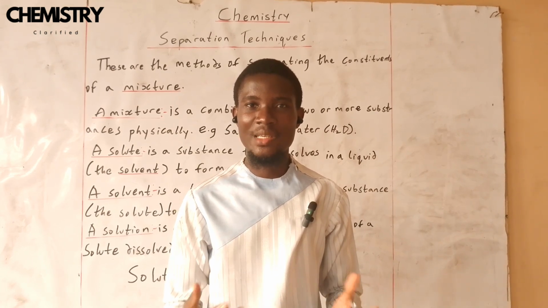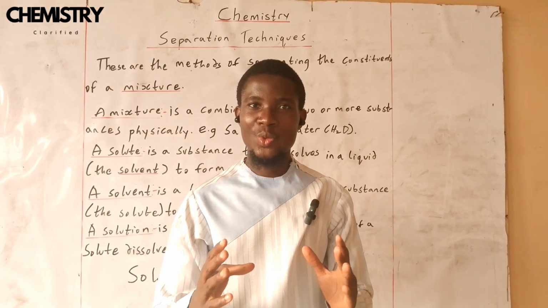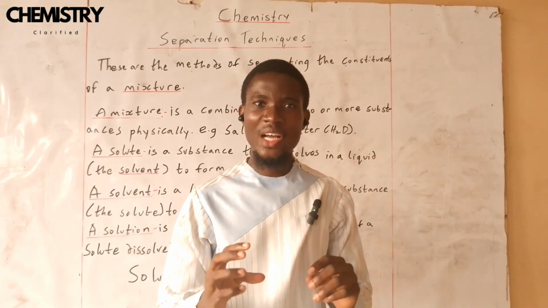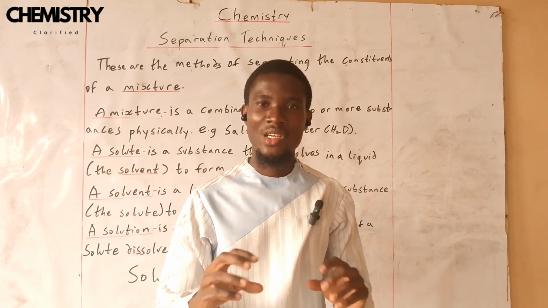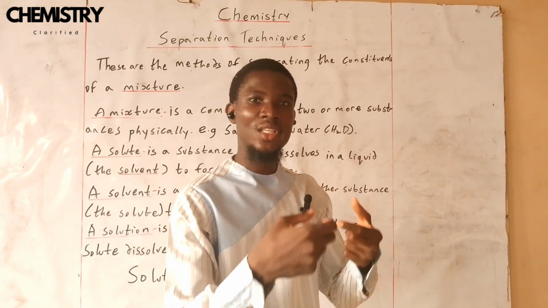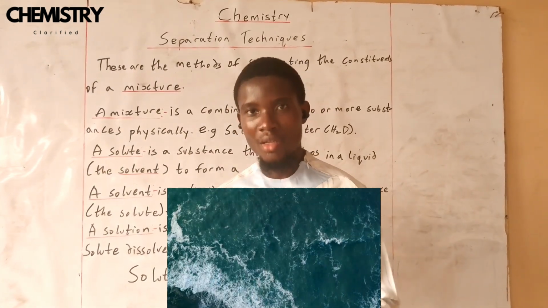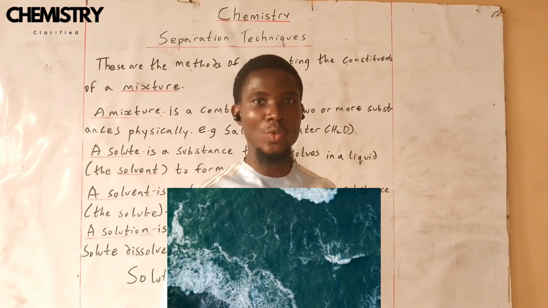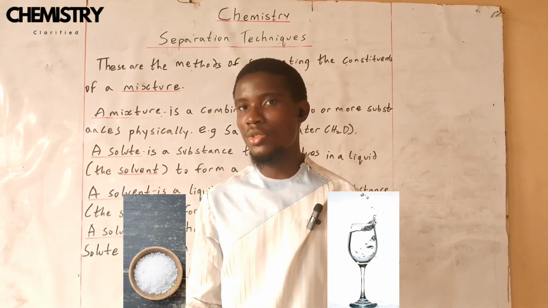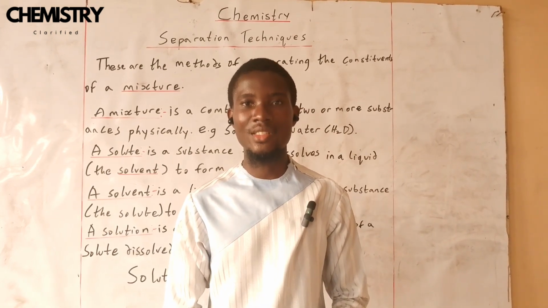Now, what is a separation technique? Whenever there is a mixture, that is, whenever we have something mixing with another thing, we can always separate it. Sometimes we need to separate those things to get something out purely. For instance, in nature, we have water mixed with salt in seawater. Sometimes we might need to separate that water from that salt. So we need separation techniques in order to achieve this.